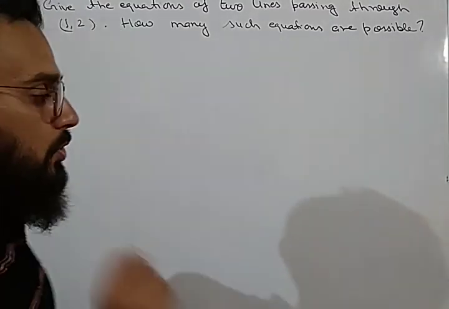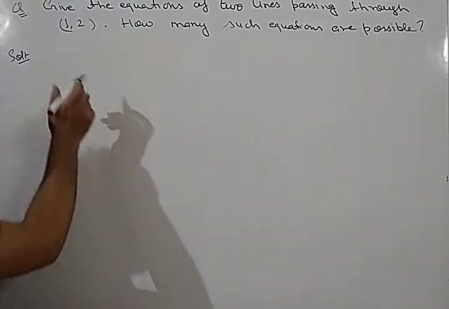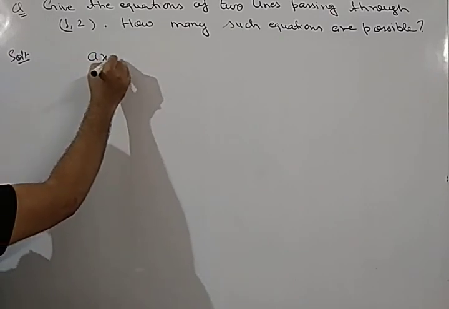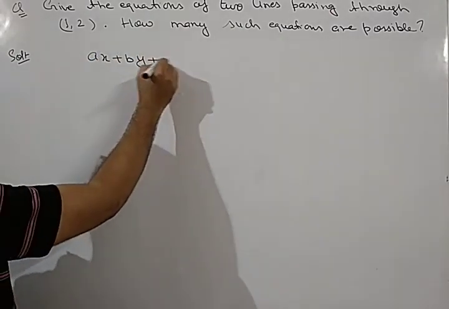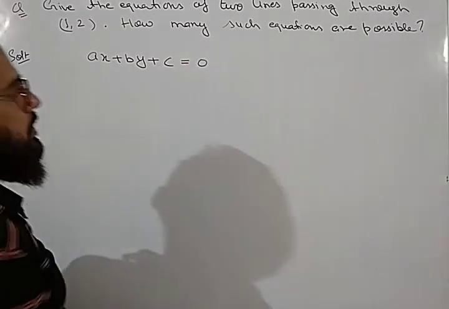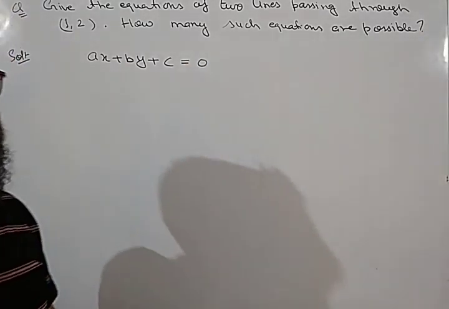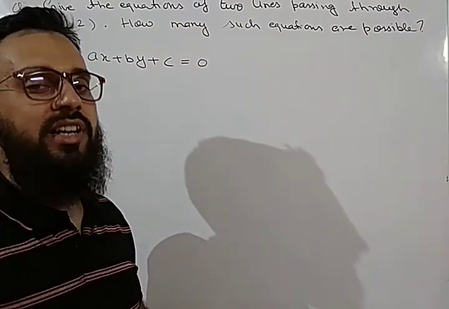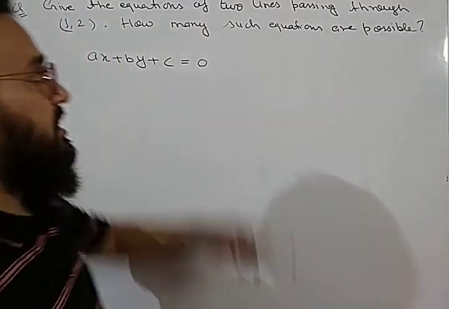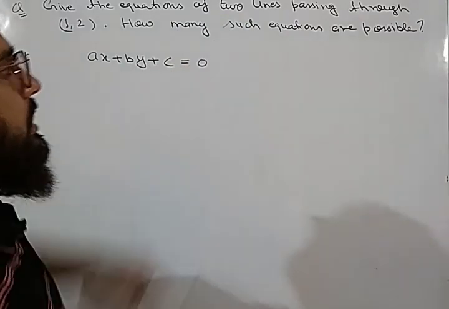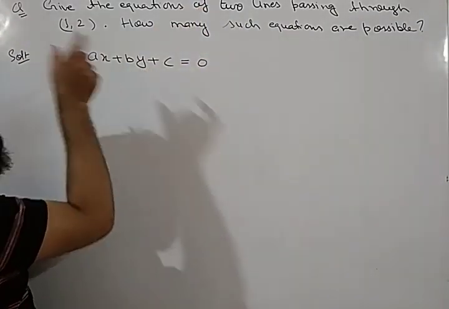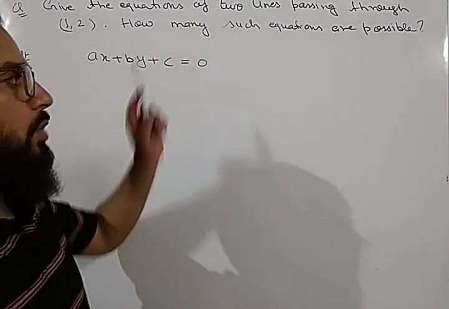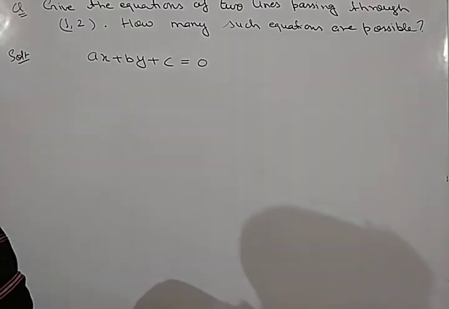Okay, so as we know, the general form of linear equation is ax plus by plus c equals 0. This is the general form of linear equation in two variables, and the graph of a linear equation in two variables is a straight line. It means the lines which we are talking about will be of this particular form, ax plus by plus c equal to 0.